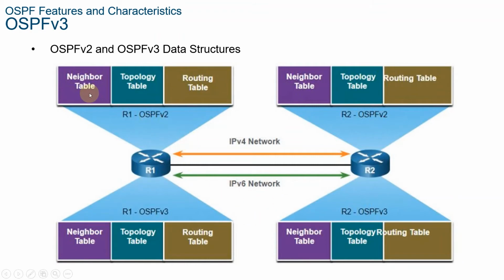Comparing OSPF version 2 and OSPF version 3 data structures, basically both versions have the neighbor table, topology table, and routing table. It's just that OSPF version 2 is applicable only for IPv4 networks, and OSPF version 3 is applicable for IPv6 networks.